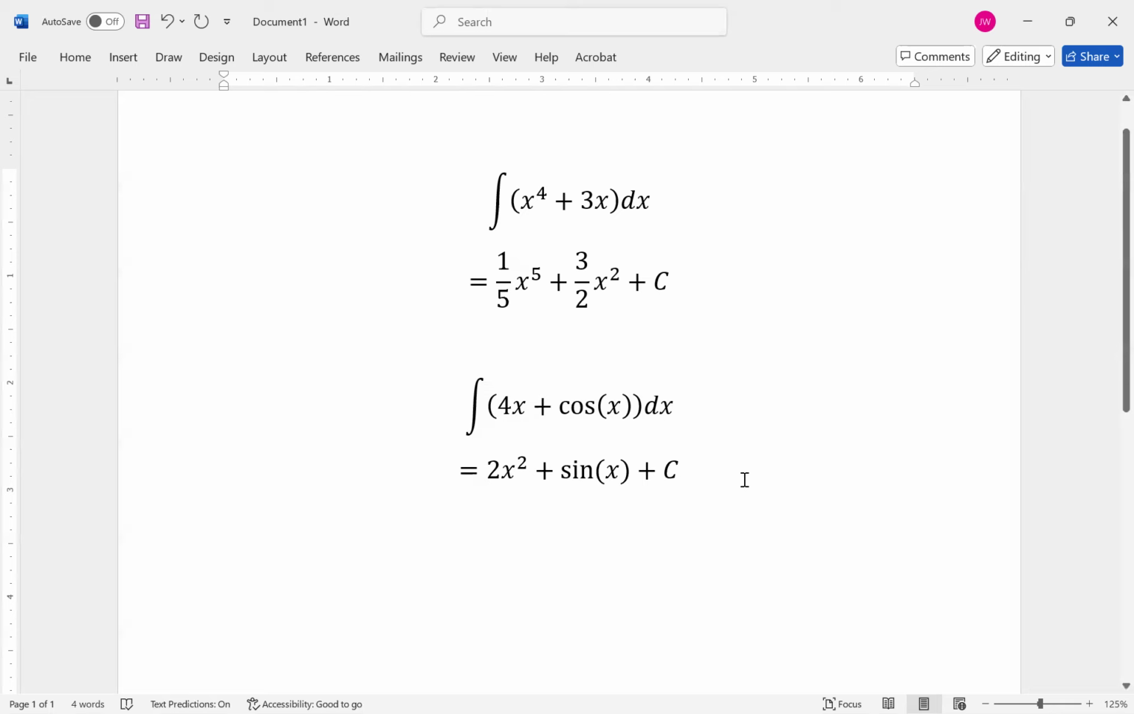Oftentimes, linguistically in this class, I will say, oh, the antiderivative. Know that when I'm talking about the antiderivative, I'll misuse the term. Instead of saying an antiderivative, I will misuse the term and say the antiderivative. So that is just how we do that sometimes.